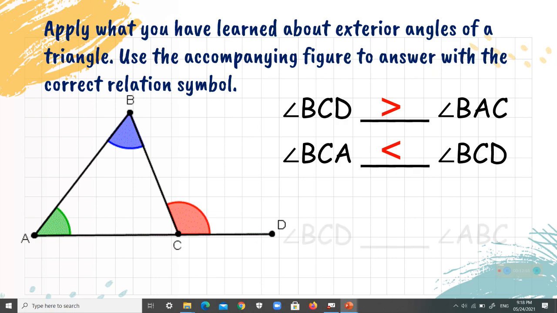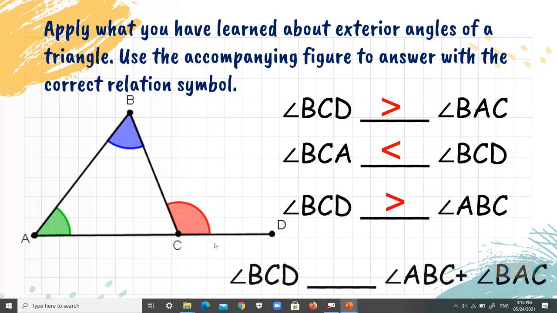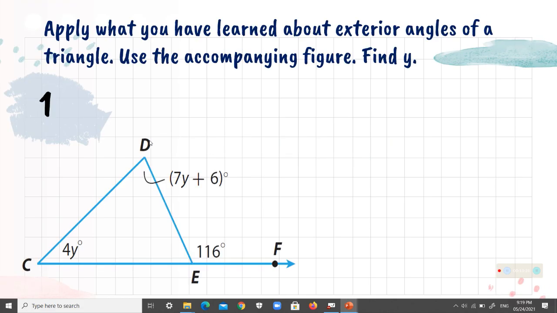Okay? Next, let's have angle BCD. How are you going to compare this to angle ABC? Correct. We have greater than. And let's have this one. Angle BCD compared to angle ABC plus angle BAC. Okay, that's correct. They are equal. A question?